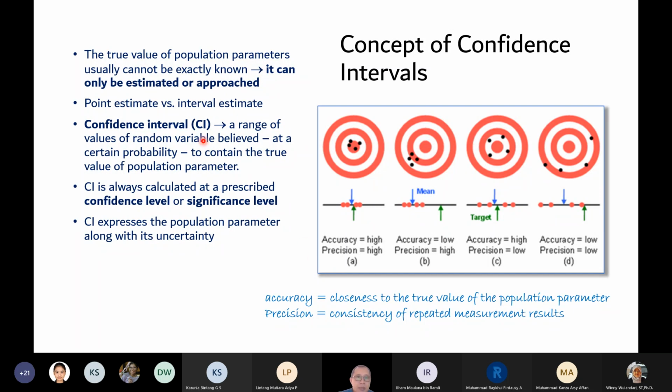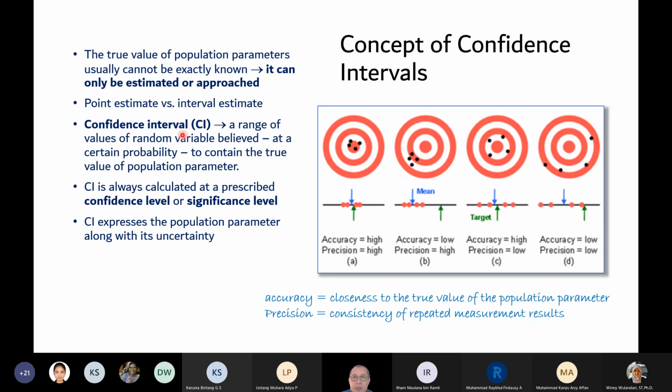Okay, and one way to do that is by calculating what is called a confidence interval. This is a range of values of a random variable which we believe at a certain probability to contain the true value of population parameters. Ya, jadi ini bahasa Indonesia selang keyakinan ya.